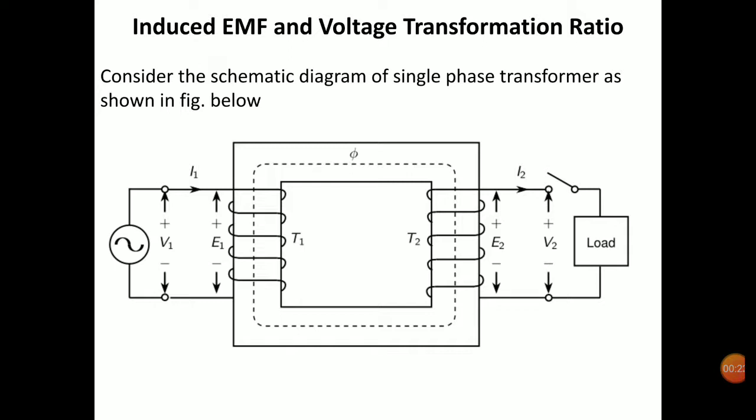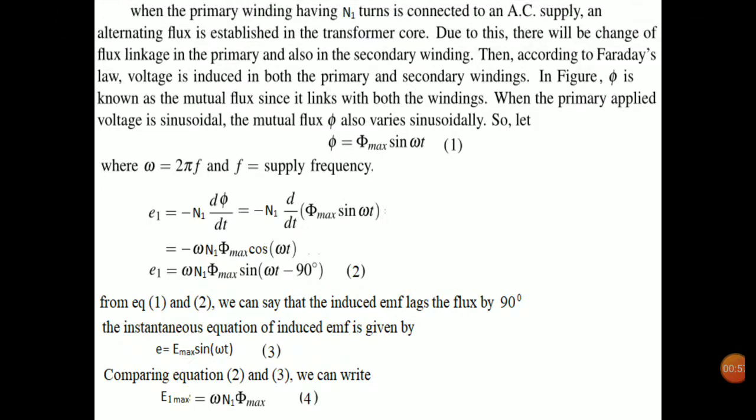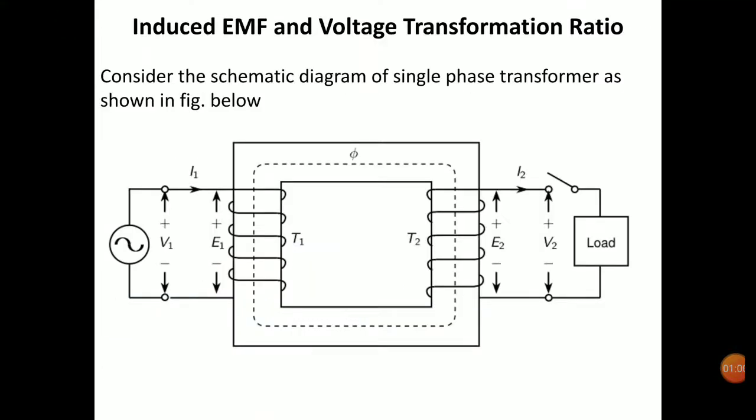When an alternating supply voltage V1 is applied across the primary winding, an alternating current I1 starts flowing through the primary circuit. This current I1 establishes an alternating flux phi in the core of the transformer. Then, according to Faraday's law, EMF will be induced in both the primary and secondary windings. Let E1 be the self-induced EMF in the primary winding, and E2 be the mutually induced EMF in the secondary winding. When the load is connected to the secondary of the transformer, the current I2 flows through the load.